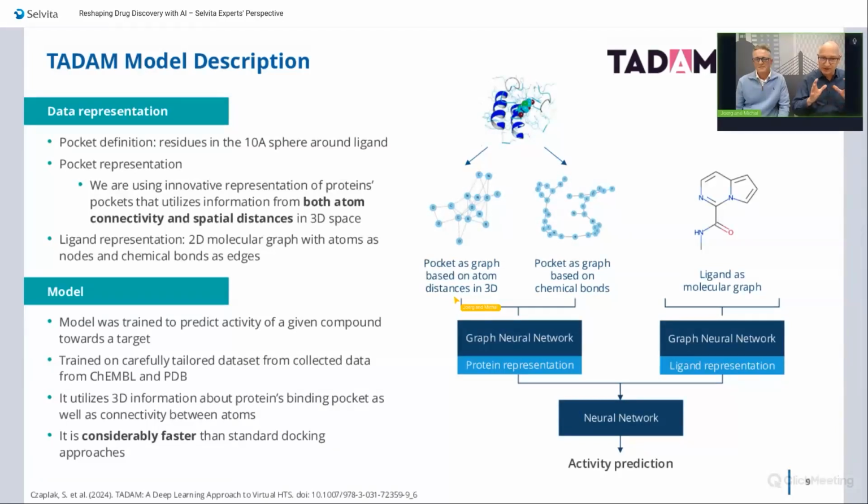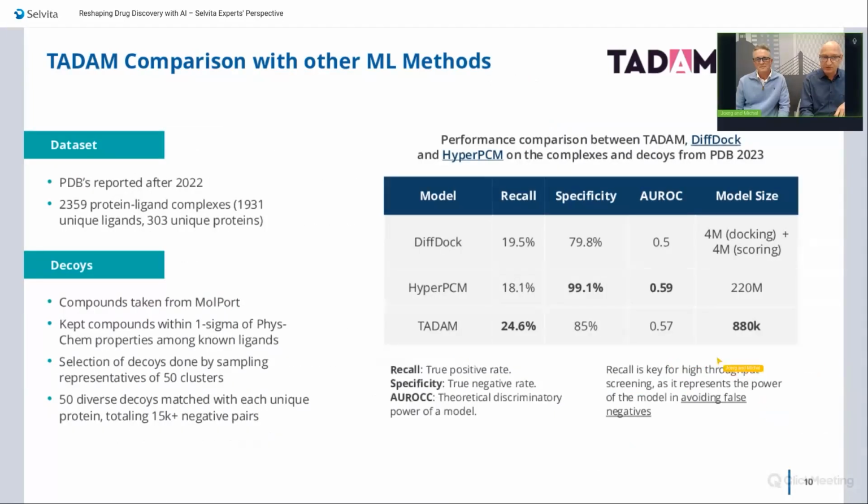And this brings us really in the direction that we can go into an incredible amount of compounds that can be screened with this tool. So what we wanted to do is compare it to the state-of-the-art methods that are out on the market. There are two that are quite common, and you can find them in the GitHub repositories. That is DiffDock and HyperPCM.